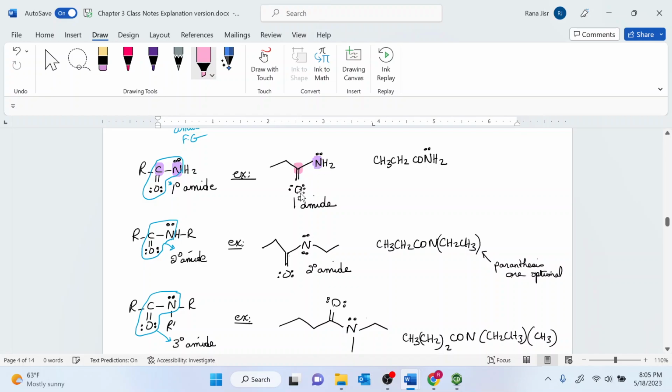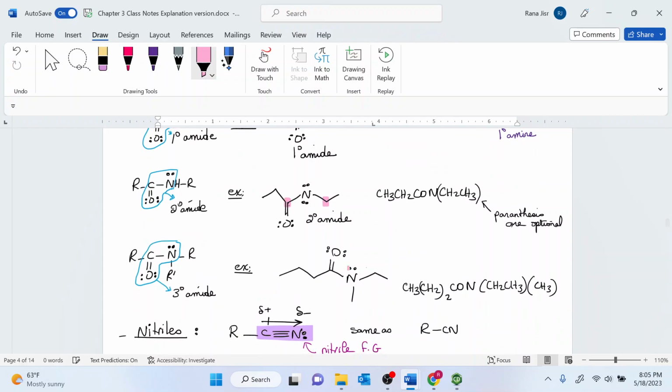This is what differentiates it from an amine. Remember that an amine is this. So this is a primary amine. This is the difference between both. A primary amine is an amine which is connected to one carbon. You still have your NH2 in there, but the nitrogen is connected to one carbon. If this carbon is a carbonyl, then it is going to be a primary amide. A secondary amide is whenever the nitrogen is connected to two carbons. And a tertiary amide is whenever the nitrogen is connected to three carbons.